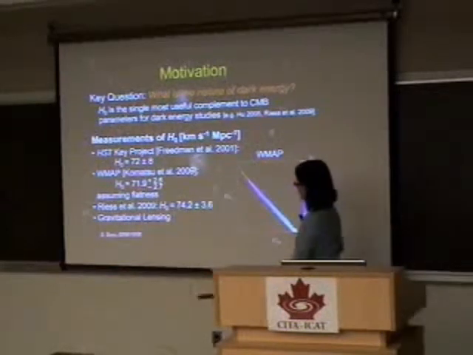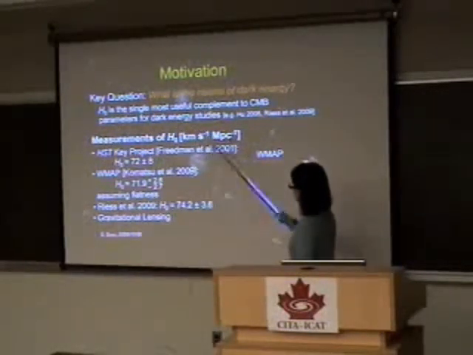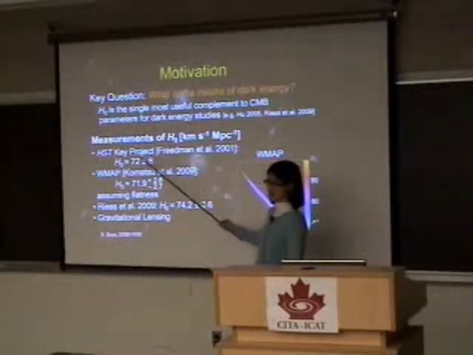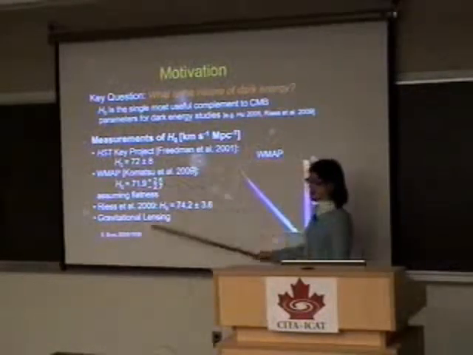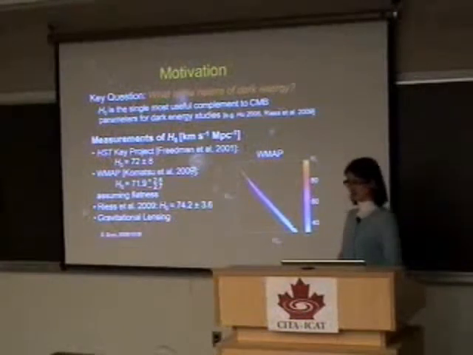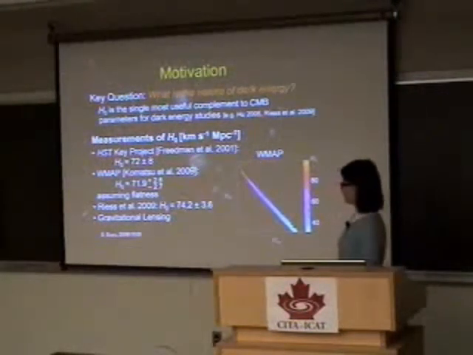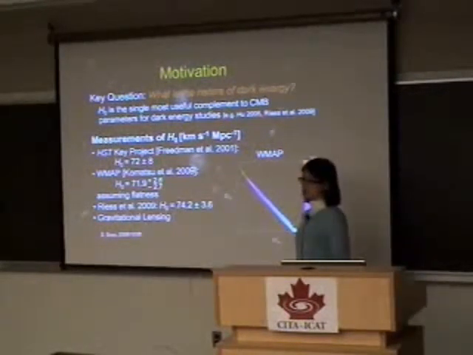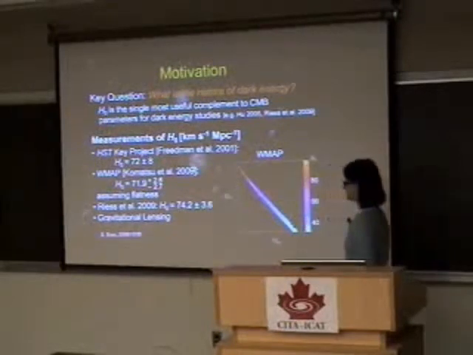Recent measurements of the Hubble constant in these units are the HST Key Project of 72 plus or minus 8. This is based on secondary distance indicators such as type 1a supernovae, Tully-Fisher, surface brightness fluctuations that are calibrated using Cepheid distances to nearby galaxies with a zero point at the LMC.